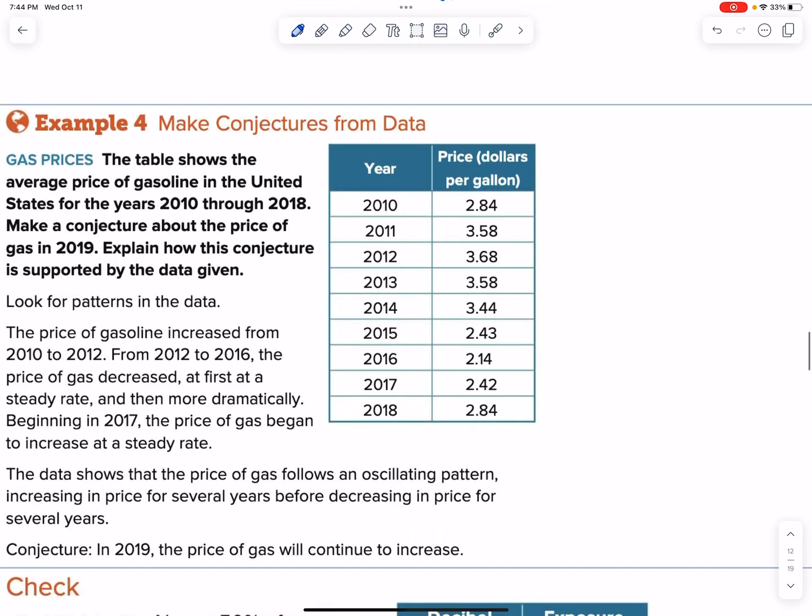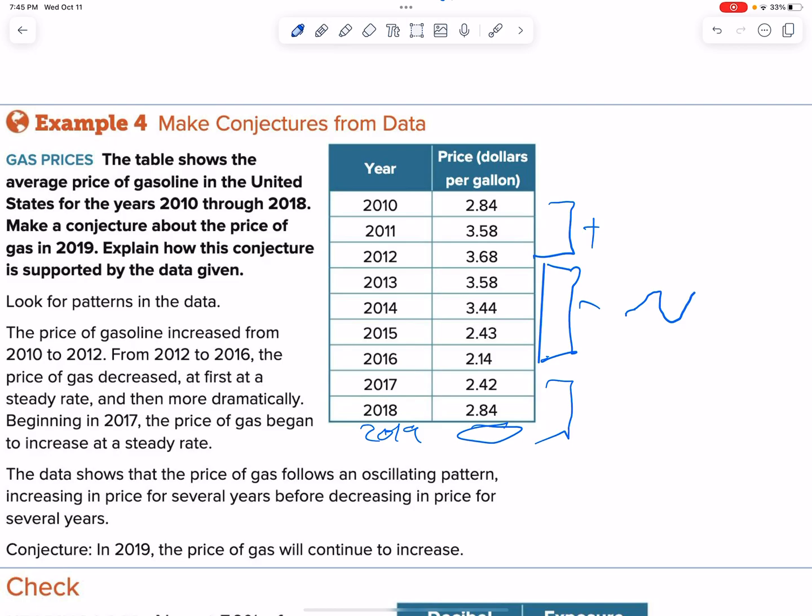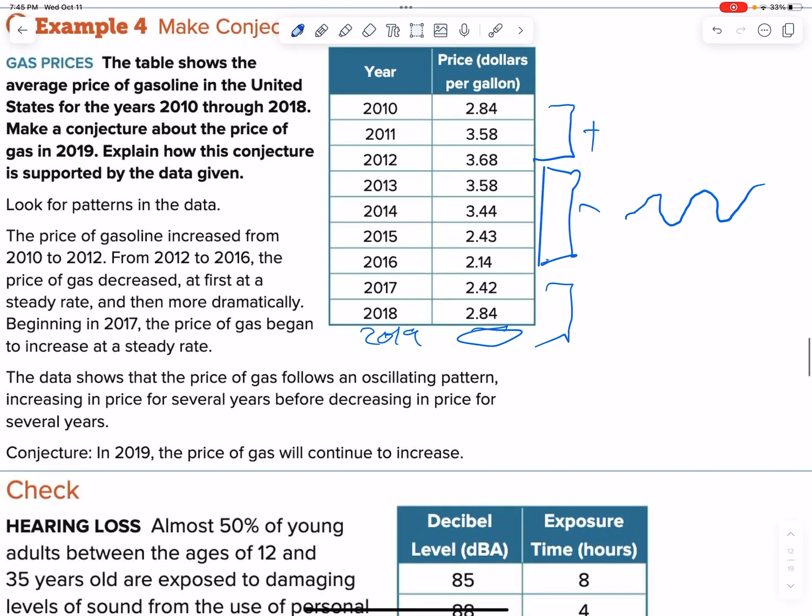Okay, again, just briefly touching on this one, if we look at the pattern in gas prices, from here to here, it's going up. And then from here, clear to here, it's going down. Okay, and then it asks us what generalization could we probably make about the cost of gas in 2019. Again, the price of gas will probably increase because it's going to go up and then down and then probably up, and it'll keep doing that for a while, I'm guessing.